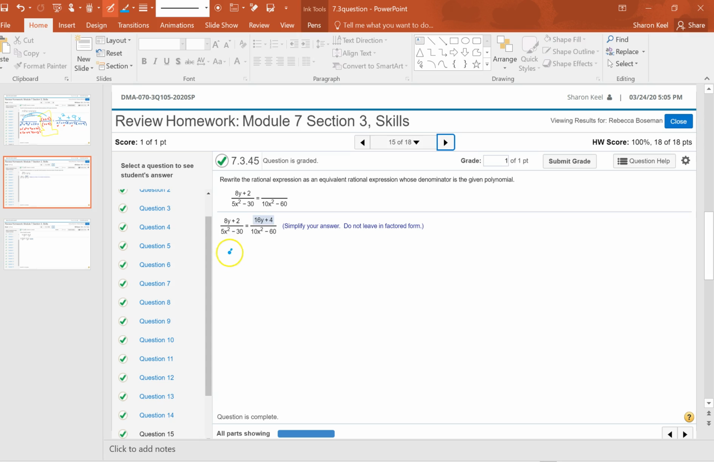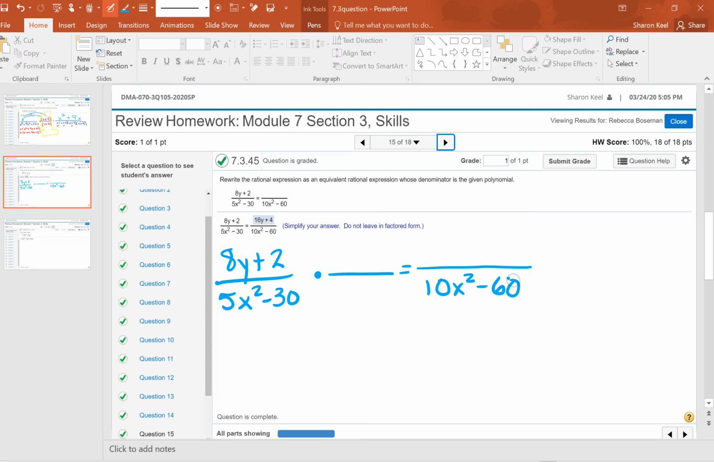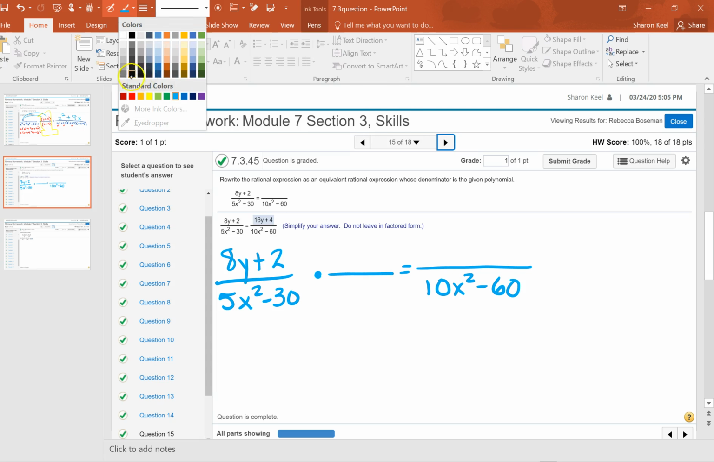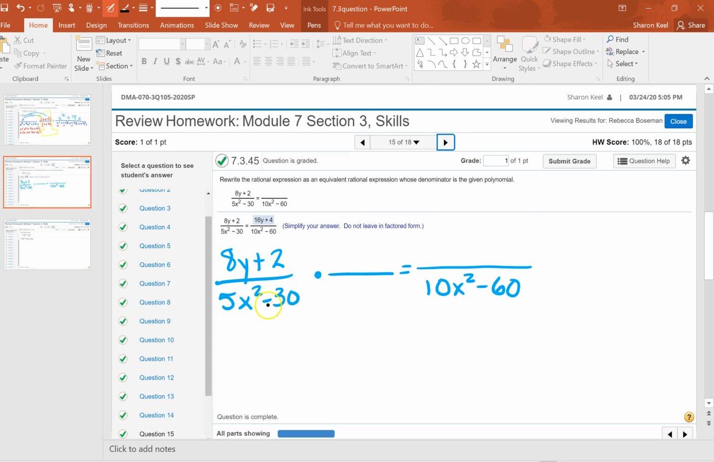As for this one, we have 8y plus 2 over 5x squared minus 30. We've got to figure out what we multiply by to get this denominator of 10x squared minus 60. For this particular problem, they're going to make us do a little more factoring, so we've got to work at this a little bit more. In this first denominator, we can factor out the common factor of 5, and that leaves me with x squared minus 6.